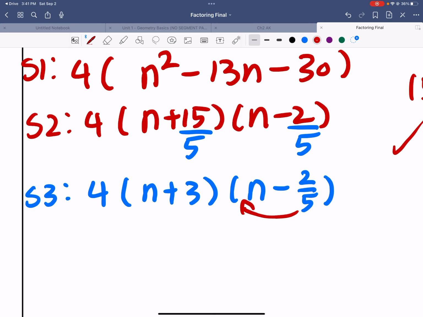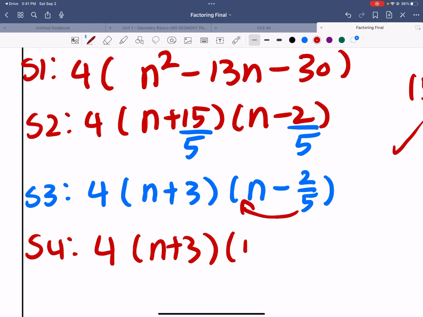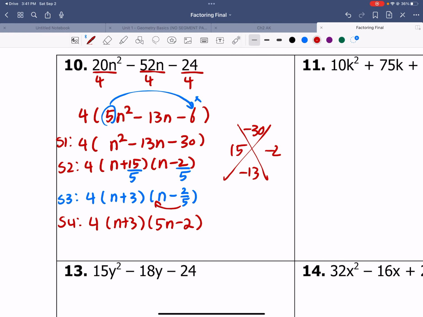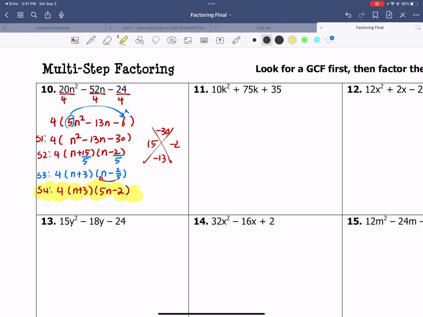And now let's do step number 4. So you have 4 times n plus 3, and this is going to be 5n minus 2. All right, that's about it. Now, if you have any questions, just let me know.